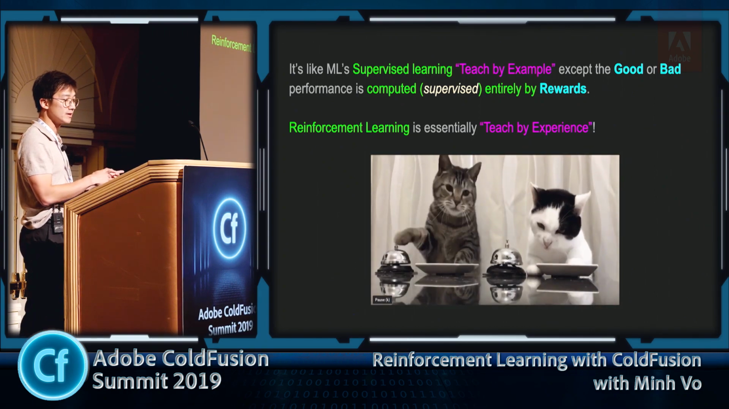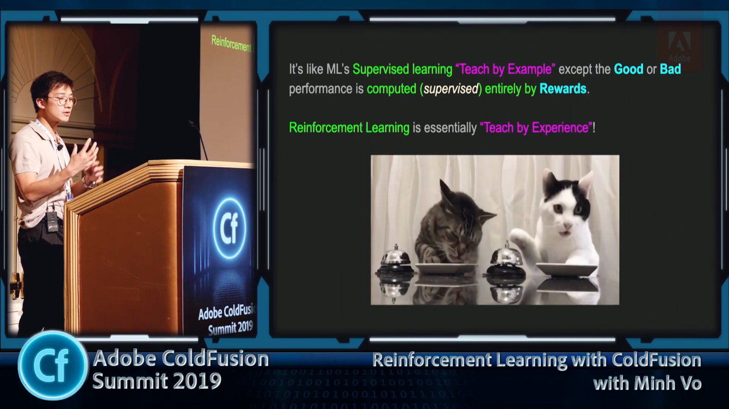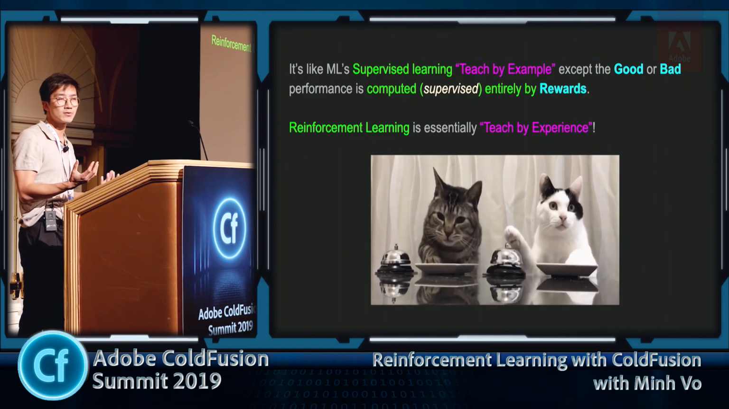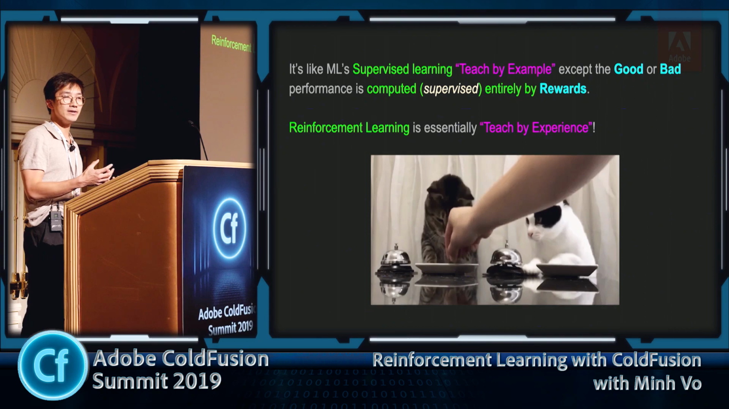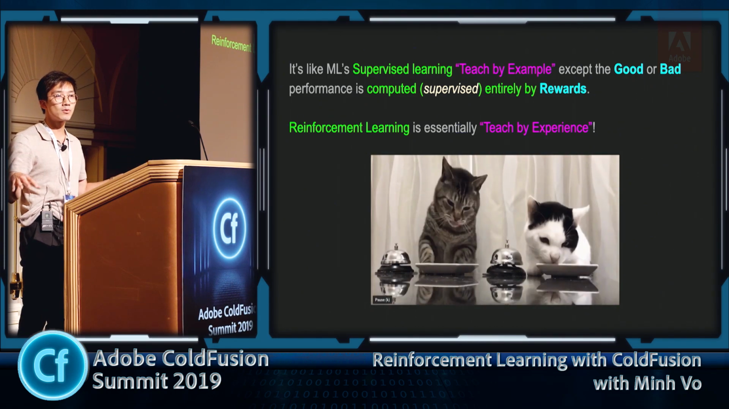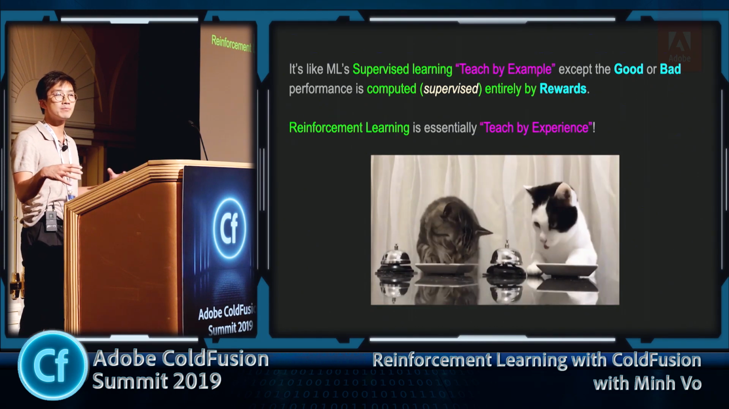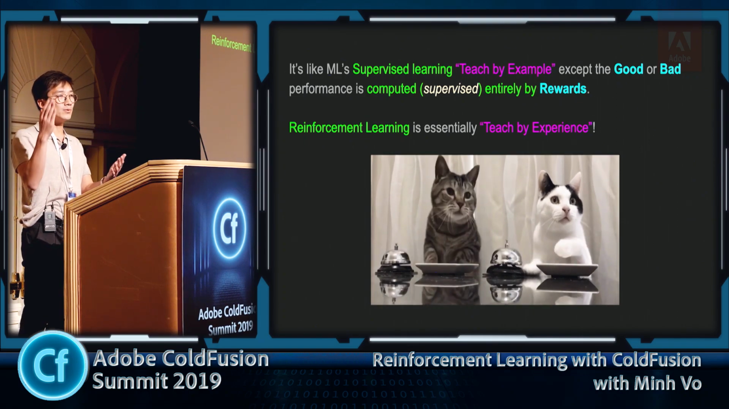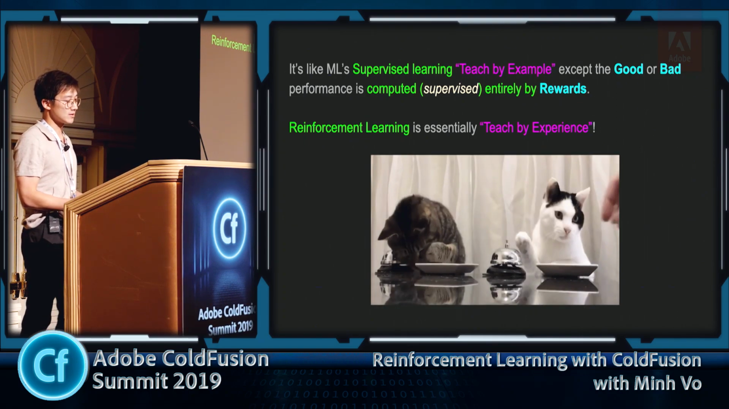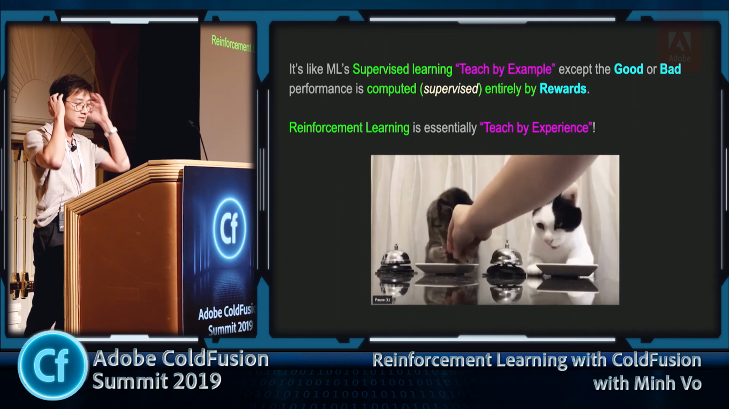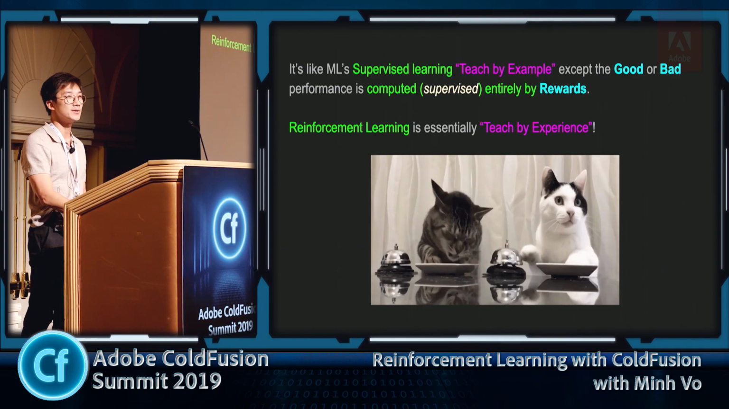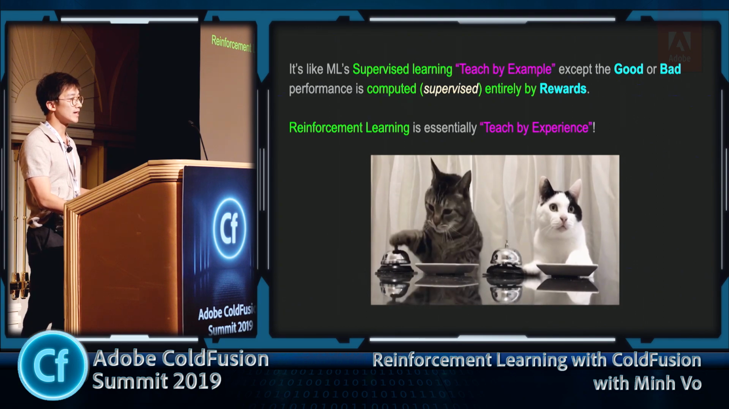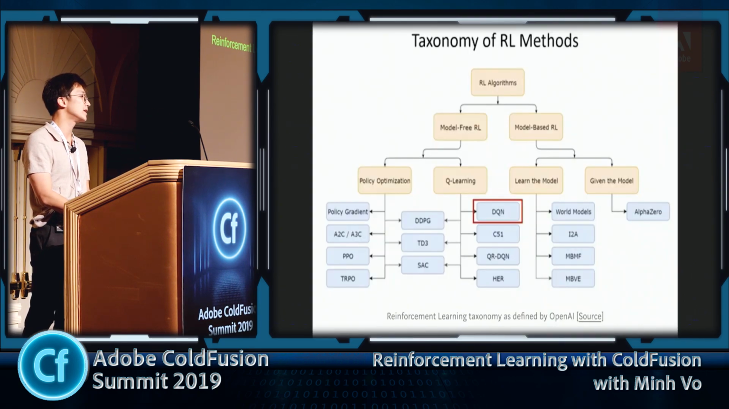Except in reinforcement learning, in this specific example, the good or bad is automated, or rather computed by just the reward system. So the reward system is enough to come up with some inherited policy to suggest an action. So reinforcement learning is just teach by experience, kind of like these cats right now. They just learn over time that if I touch that bell, I get a treat, so why not touch it?